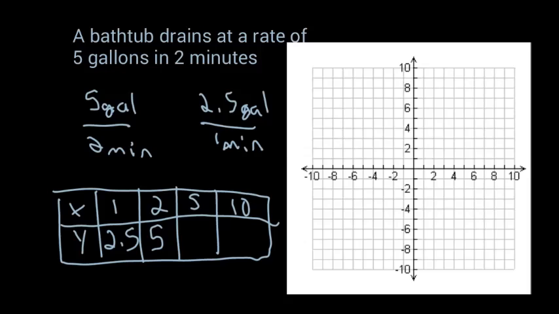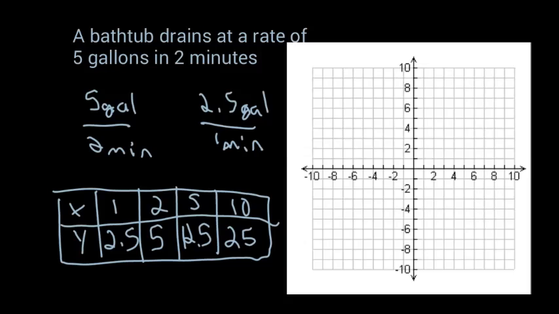So to do the 5, we're going to do 2.5 times 5. So 5 times 5 is 25. 5 times 2 is 10, plus that 2 is 12. So it would be 12.5 gallons in 5 minutes. And then to do it for the 10, we're going to do 2.5 times 10, which would be 25. So the bathtub could drain 25 gallons in 10 minutes.